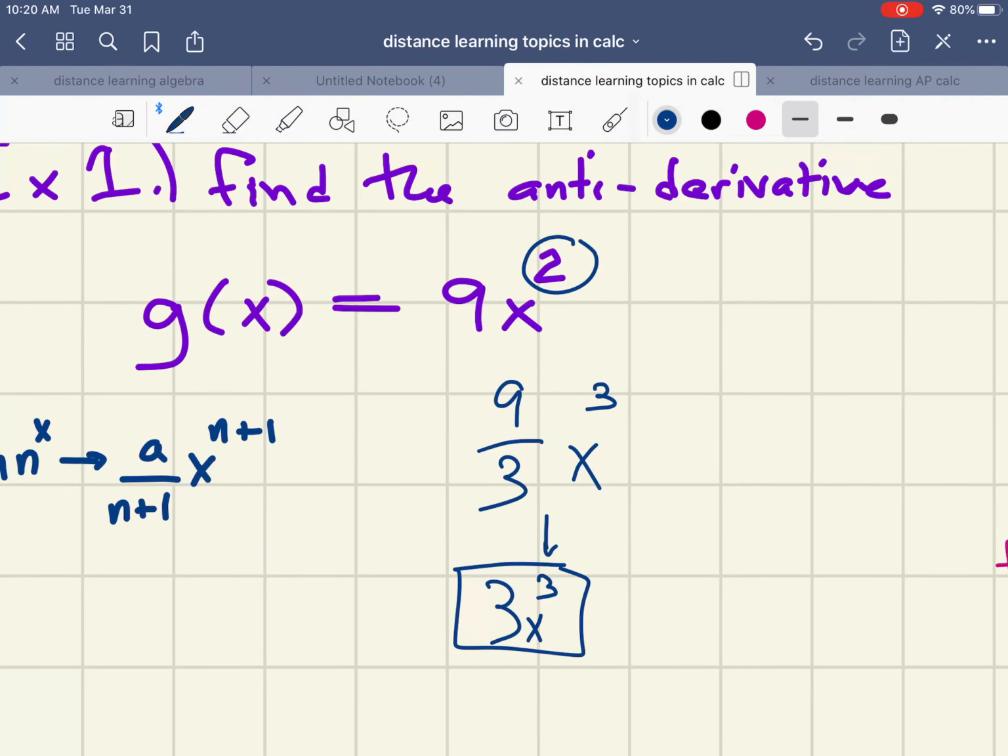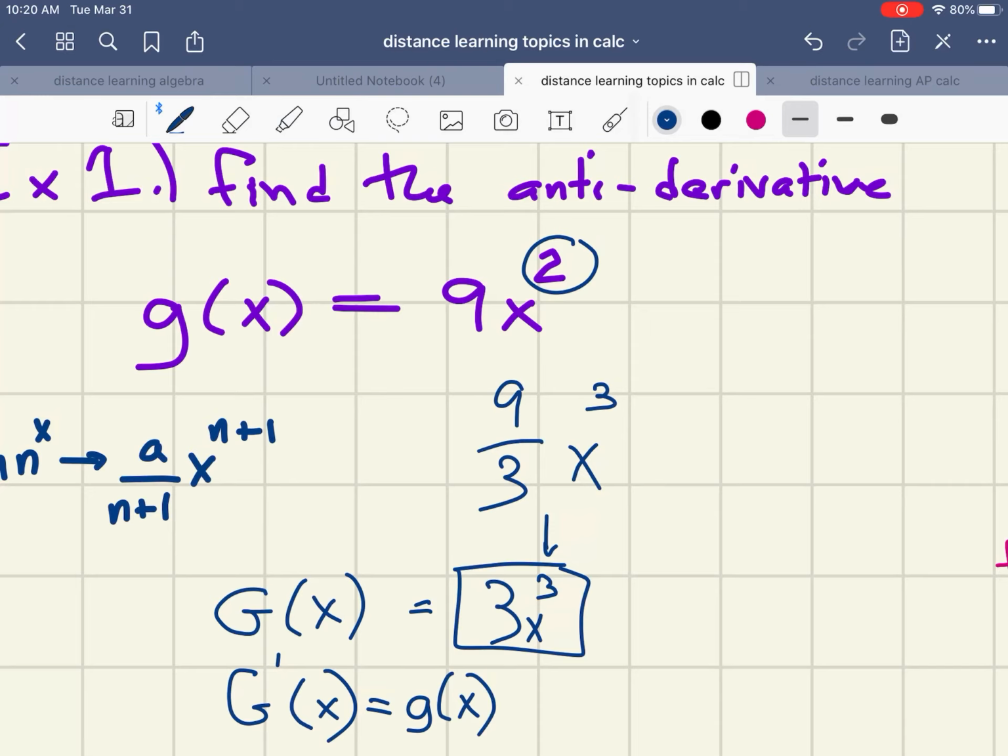Now what I would like to do is say, okay, if we took the derivative of this new function, I'm going to call it capital G. Lowercase g was 9x squared. If I take the derivative of capital G, I should get lowercase g. Do I? Use the power rule for derivatives. We're going to multiply 3 times 3, which is 9, and reduce the exponent by 1, which gives me 2. Is that the original? Yes. That's how we find the antiderivative. That's the process.